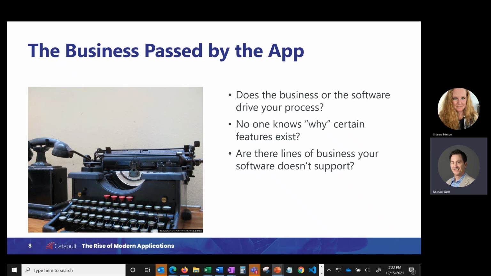But we've all been there and used apps that make no sense in the current context of our business. There are parts of the app that are there and no one knows why they're there, right?